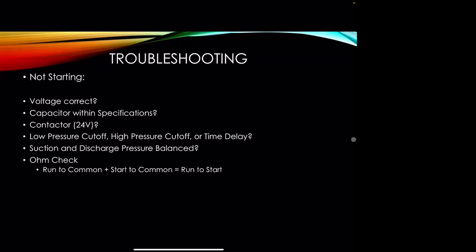Ohm check. So the compressor's not starting, all these other things are fine. We're good with it. Just like I was just talking about, take the top off, the fan off. Let's get to the compressor. Now we're going to check the windings of the compressor.